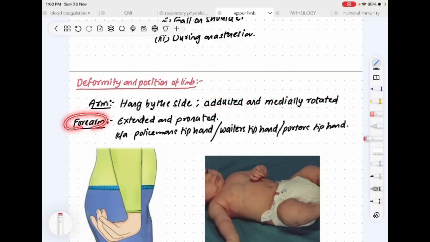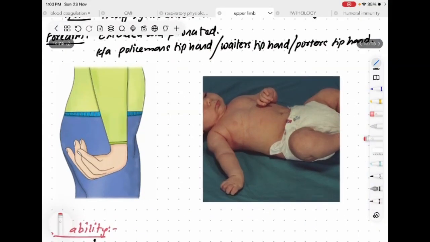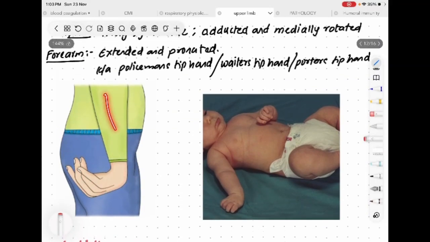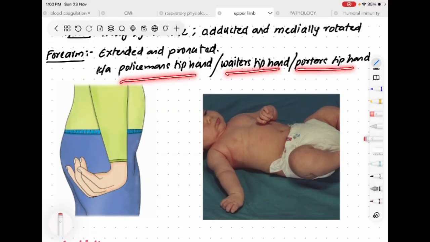Now what happens to forearm? Forearm is extended and pronated. This extended and pronated forearm is known as policeman's tip hand, waiter's tip hand or porter's tip hand. See, you can see here. This is extended and it is pronated, and this type of manifestation is known as policeman's tip hand or waiter's tip hand or the porter's tip hand.